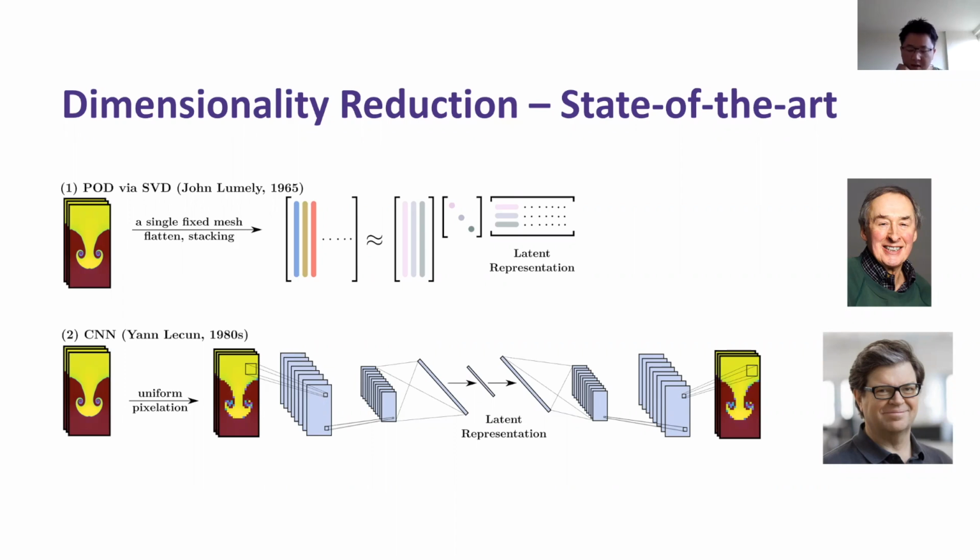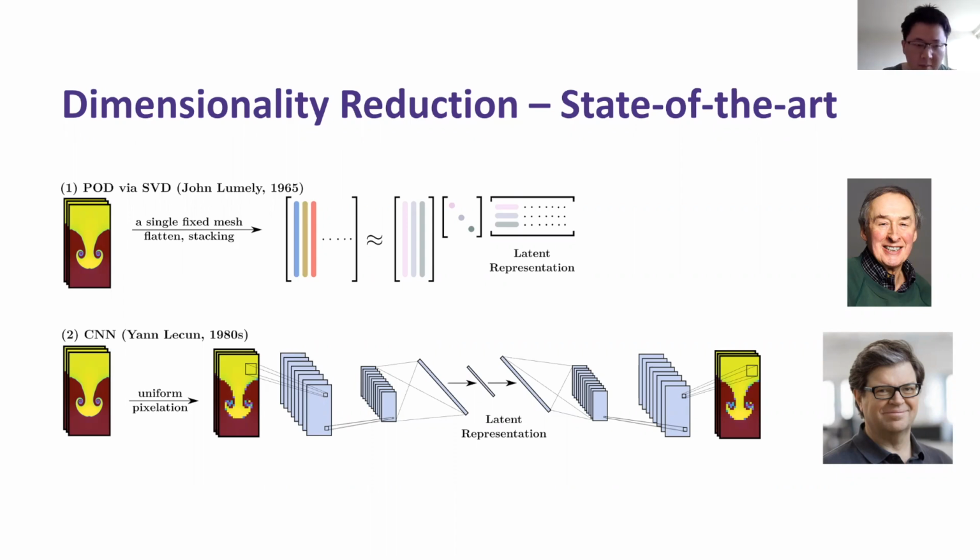Because of the growing trend of deep learning, people started to think: how about we treat fluid dynamics as images, just pure pixelized images? Then, if you're willing to pay the price, you can leverage the convolutional autoencoder as a way to find the latent representations for this flow field.